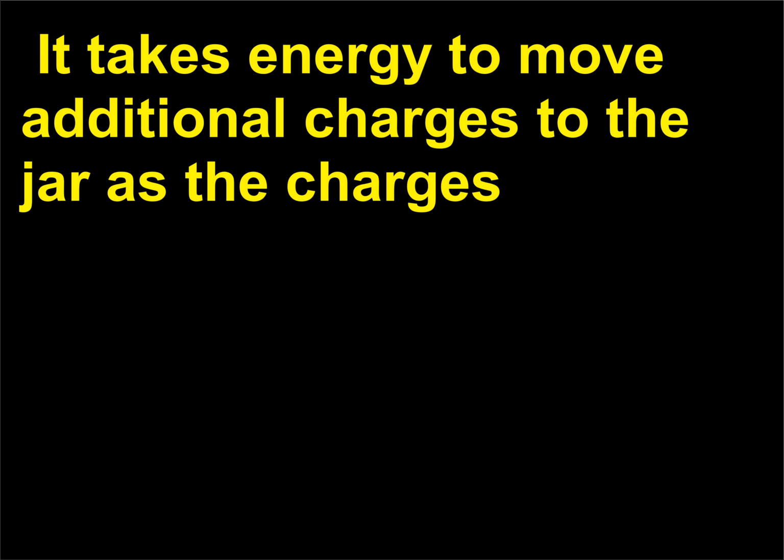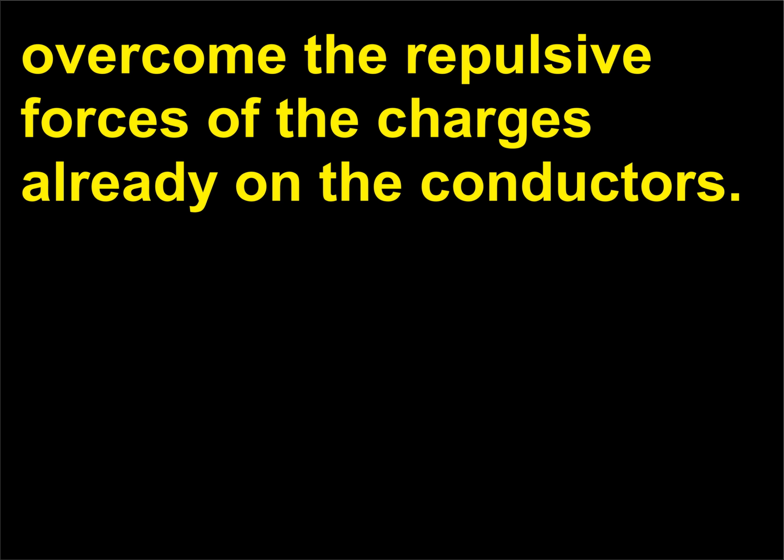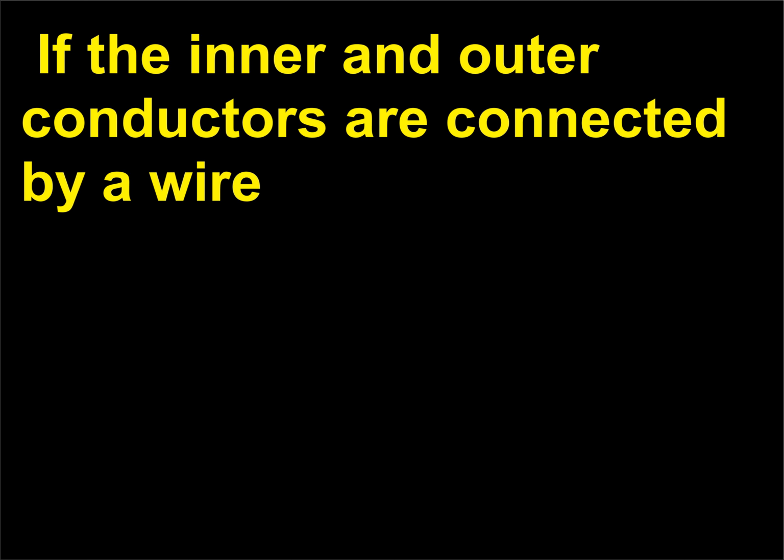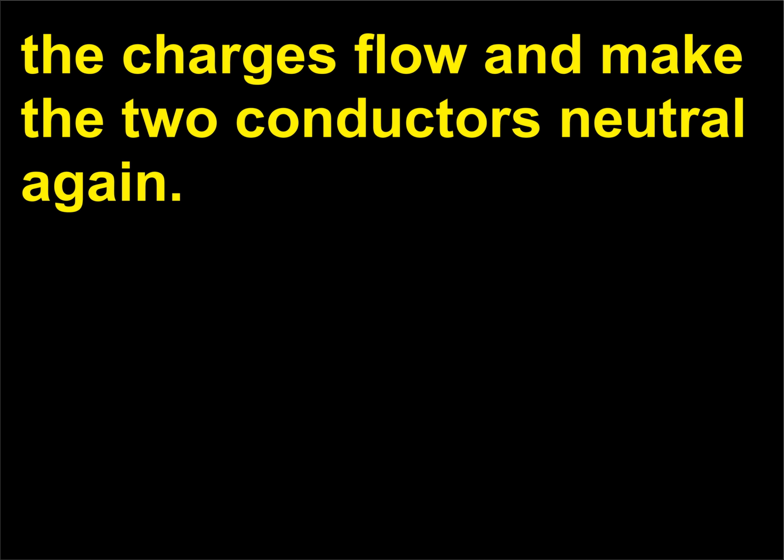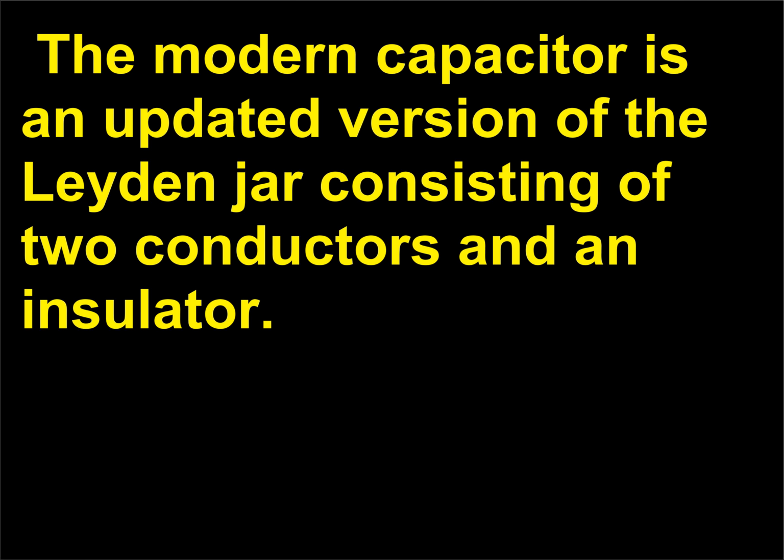It takes energy to move additional charges to the jar as the charges overcome the repulsive forces of the charges already on the conductors. The jar stores this electrical energy. If the inner and outer conductors are connected by a wire, the charges flow and make the two conductors neutral again. The modern capacitor is an updated version of the Leyden jar consisting of two conductors and an insulator.